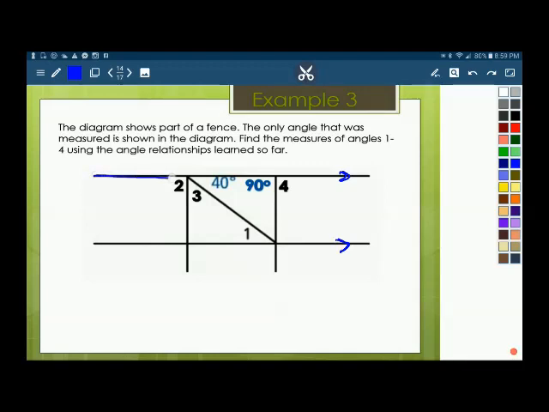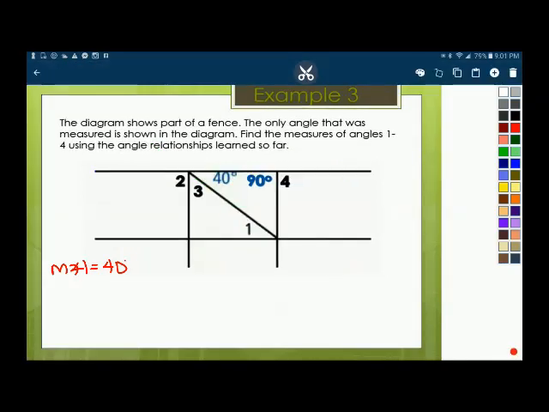If you focus on these two lines here and one of the transversals, let's just focus on this diagonal transversal here, okay, then I can tell that this 40-degree angle is alternate interior to angle 1. So using that reasoning, since the lines are parallel, the measure of angle 1 is also 40 degrees. Because remember, all of those vocabulary words that we learned so far, those all produce congruent angles. So now I'm going to try to find 2, 3, and 4.